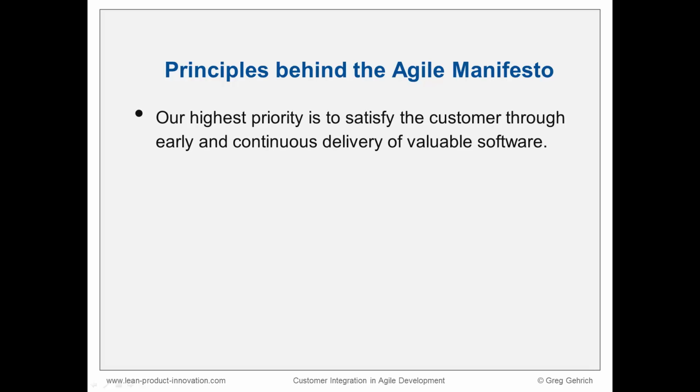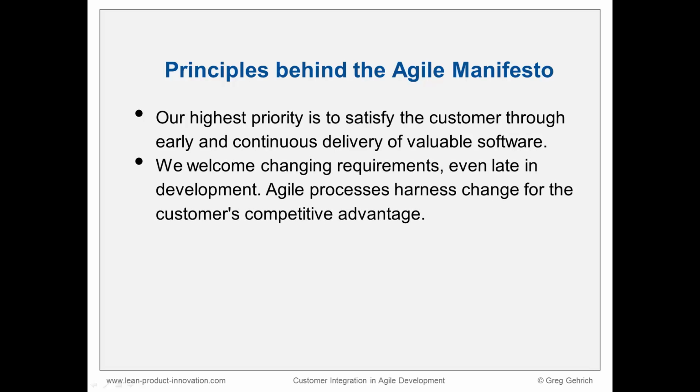The Agile Manifesto became the foundation of Agile software development. I'm going to read 4 of the total of 12 principles. Our highest priority is to satisfy the customer through early and continuous delivery of valuable software. We welcome changing requirements, even late in development. Agile processes harness change for the customer's competitive advantage.